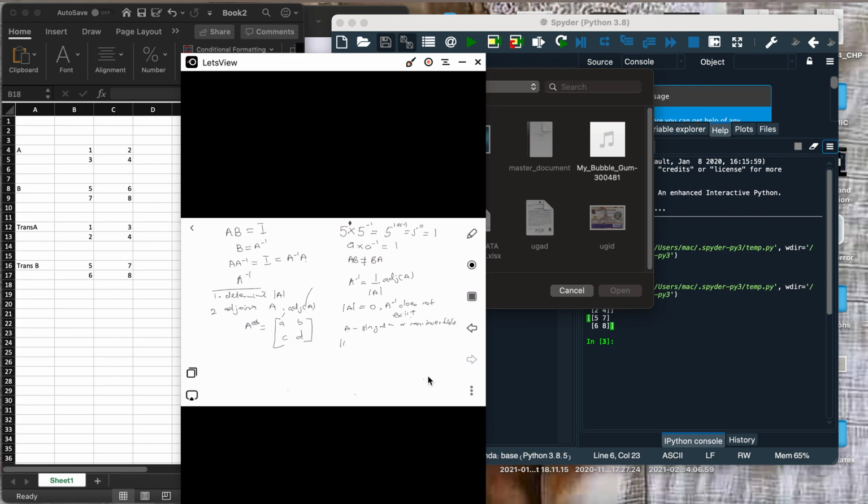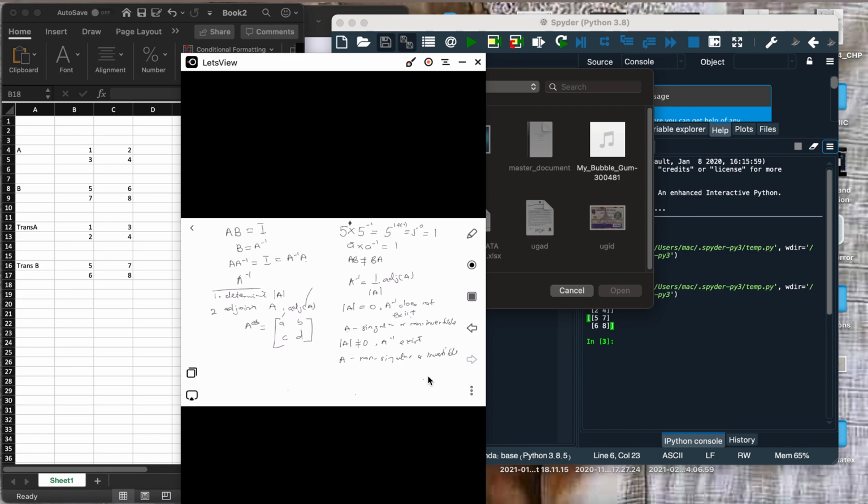But if the determinant is not equal to 0, then we have 1 over a non-zero number, which is a defined number. So it means that the inverse will exist, and the matrix is said to be non-singular or invertible.